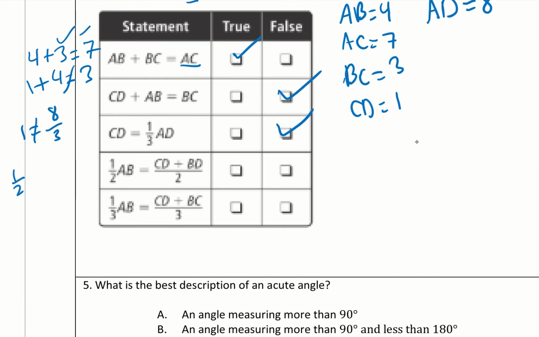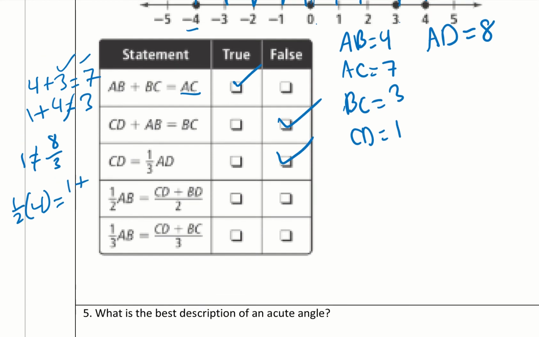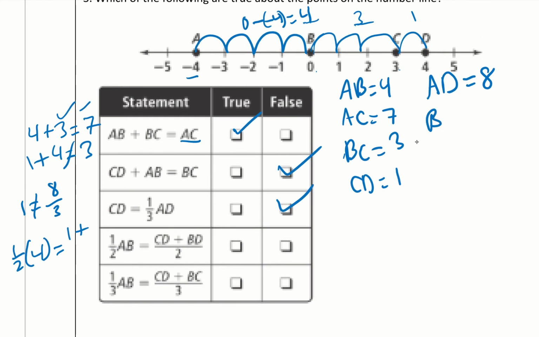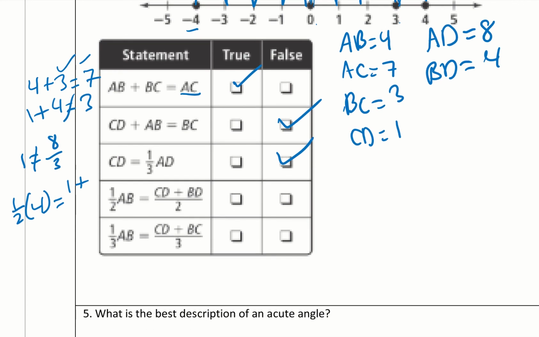1/2 times AB. AB is 4, so half of 4 is 2. And then we got CD is 1 plus BD. Oh, I knew I forgot something. BD. So BD is this 3 plus the 1, which is 4. Okay, so we have that.